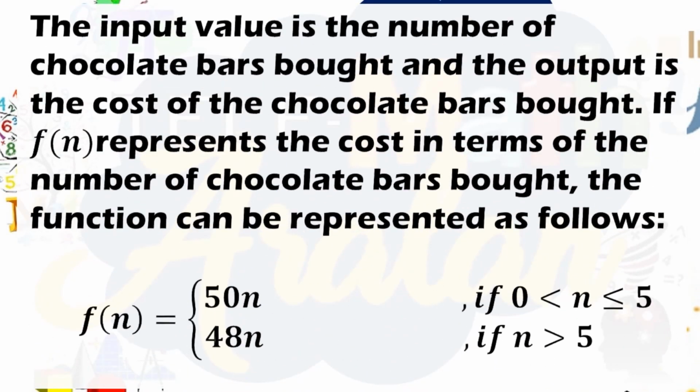The input value is the number of chocolate bars bought, and the output is the cost of the chocolate bars bought. If f of n represents the cost in terms of the number of chocolate bars bought, the function can be represented as follows. F of n is equal to 50n if n is greater than 0 and less than or equal to 5, and 48n if n is greater than 5.